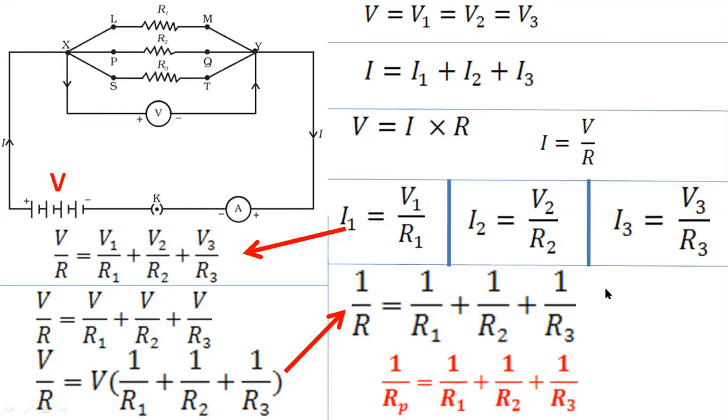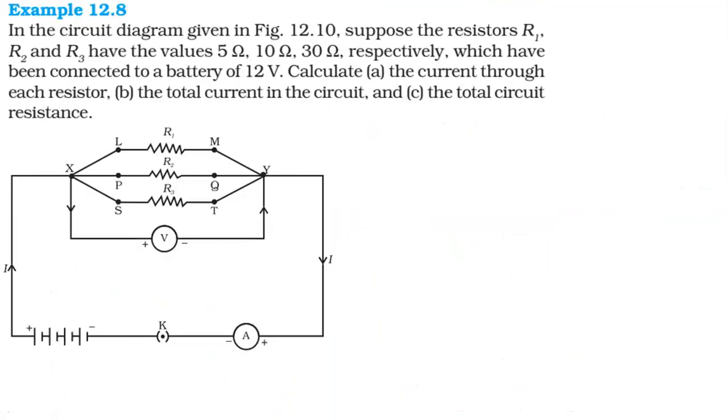Okay. Till that time, we will move to the next one now. We are going to solve example 12.8. In example 12.8, we see what kind of question is there, and we will use the formula of parallel circuits to solve it. So this is the question they have given. In figure 12.10, suppose the resistances have a value of 5, 10 and 30. They have given the values of R1, R2 and R3 in the question. Then they have connected it to a battery of 12 volt.